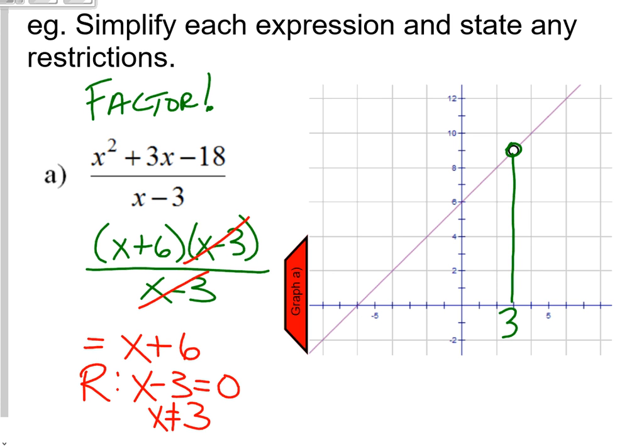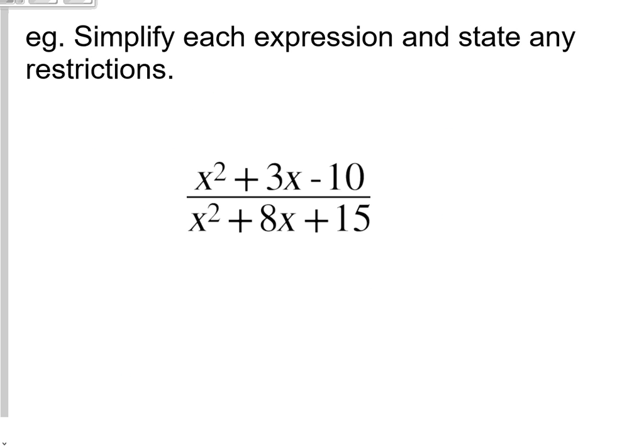It's kind of neat. We're not going to worry about the graphing of this, though, but I just want you to realize that's what would happen if you actually went ahead to graph it. That's what the restrictions do. They can cause holes in your actual graph. Okay, so here we have another one.